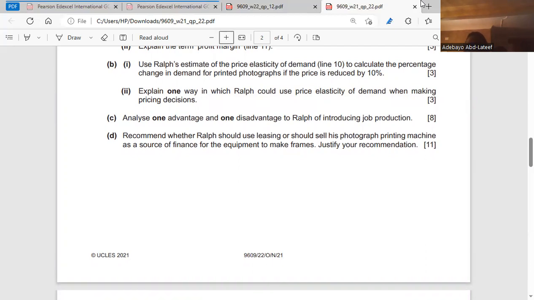So first you have to define what job production is. What is job production? Job production means it's an operational method of producing a certain specific product for the customer. That is job production. You are producing what the customer demanded for.